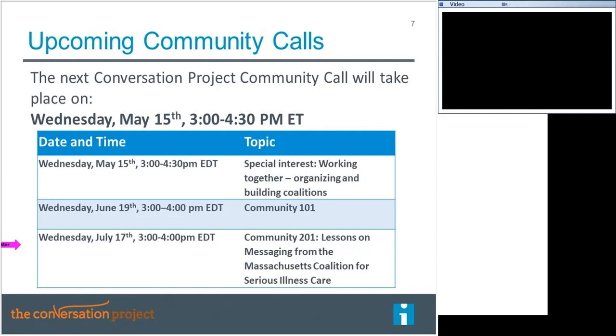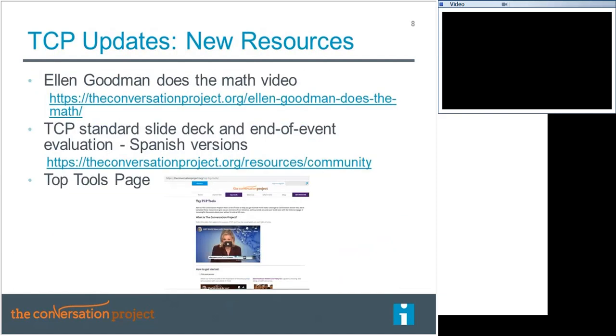And then July, we have our Community 201 call. So for those who are a little bit more seasoned like today, we have some really exciting presentation from the Massachusetts Coalition for Serious Illness. They're going to come and share messaging from a campaign and research that they've been doing around messaging for end of life. So really excited to have that lined up for the next couple months.